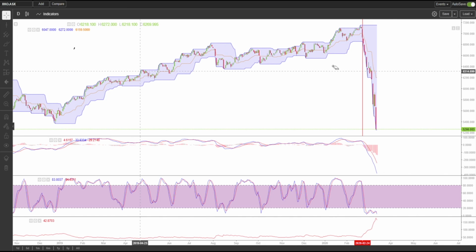So remember, technicals are indications when a market becomes overheated and when potentially it might be time to just reduce a bit of risk.